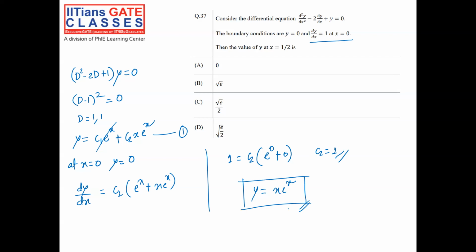But what they're asking is the value of y at x is equal to 1 by 2. So if you put x is equal to 1 by 2, what we'll get? E to the power 1 by 2 divided by 2. E to the power 1 by 2 can be written as root 2 by root of e by 2. Okay, so hence option C is correct in this case.